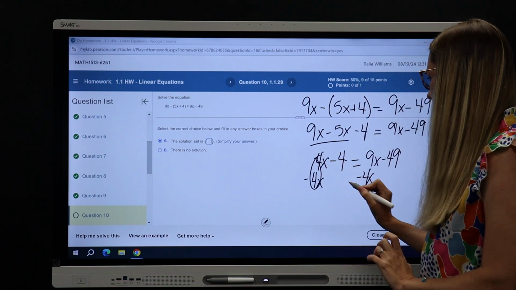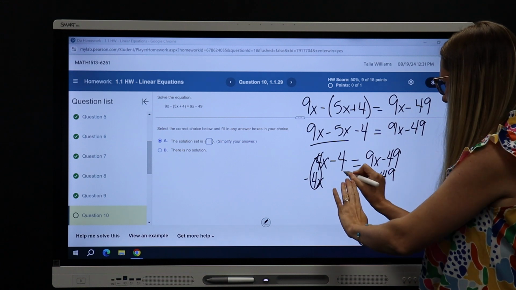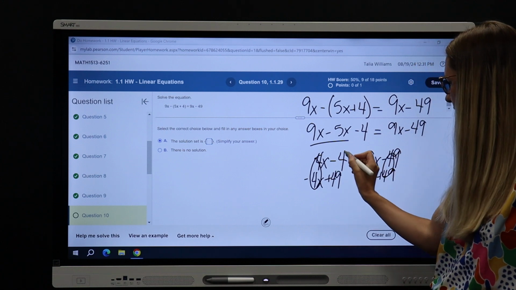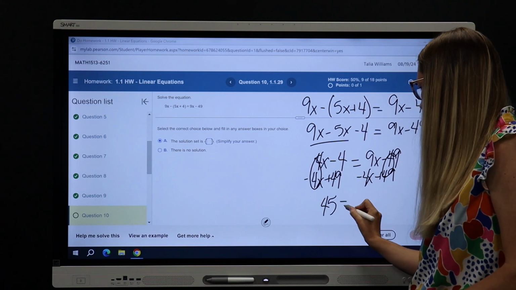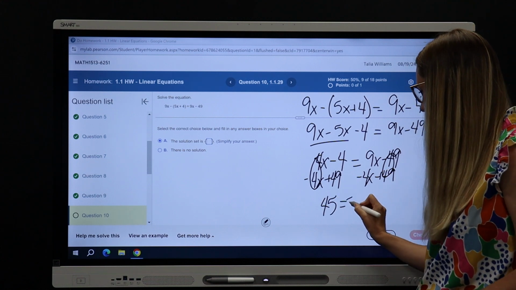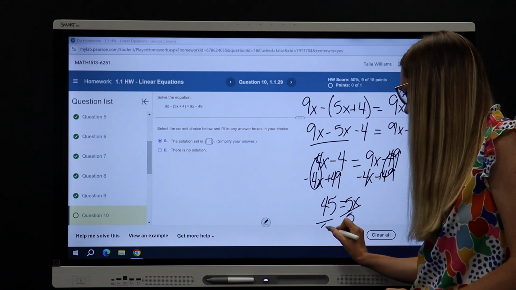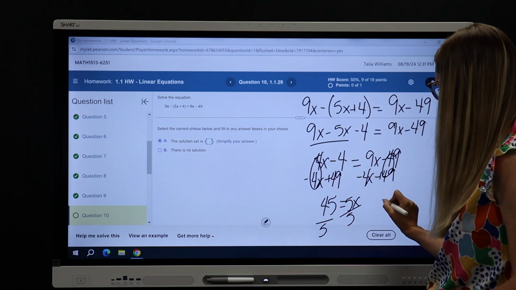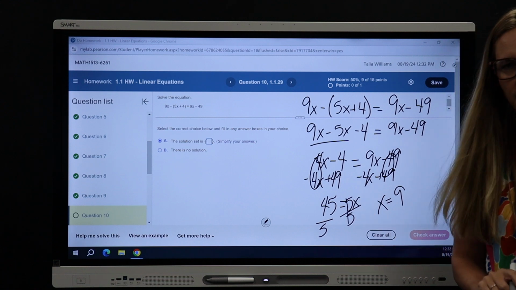And then that's 0 over here, so my numbers are over here. I'm going to add 49 to negative 4. And that's 0 here. So negative 4 plus 49 would be positive 45. 9 subtract 4 would be 5x. Then we divide by 5. 45 divided by 5 is going to give us 9. I don't have a good place to write that. So x is going to end up equaling 9 because 5 divided by 5 is 1.